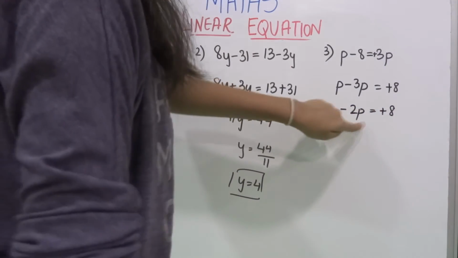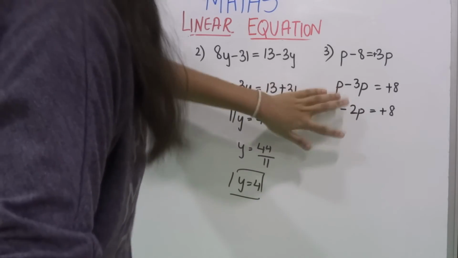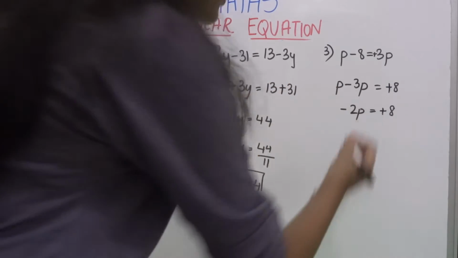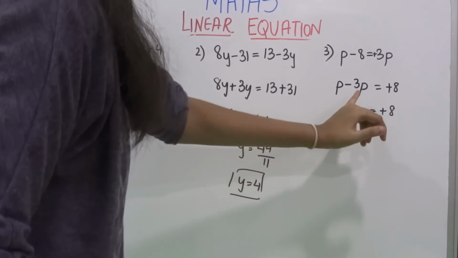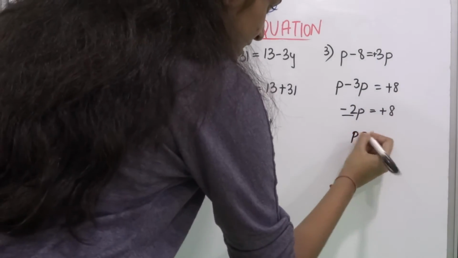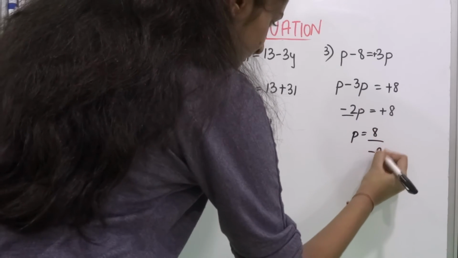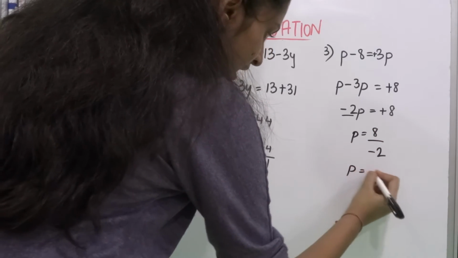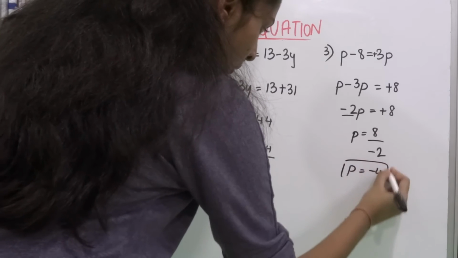Now variables cannot be in minus. So we have to remove this minus 2 together. We can't only remove 2 and put it on the other side. So p is equal to 8 upon minus 2, which is p is equal to minus 4.